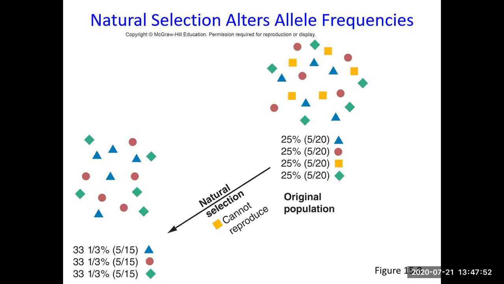But nature did a negative selection against the individual, and it makes the individual sterile. So this individual cannot reproduce. That was a negative selection.